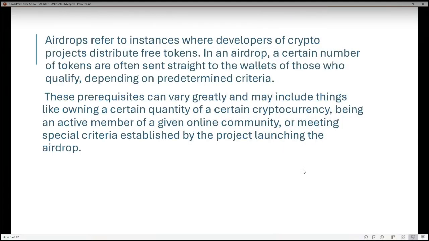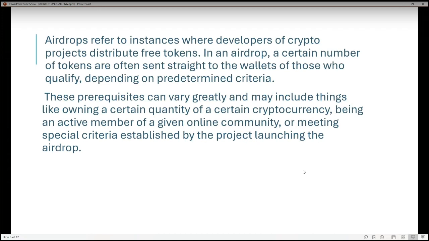Airdrops refer to instances where developers of crypto projects distribute free tokens. A certain number of tokens are often sent straight to the wallet of those who qualify, depending on predetermined criteria. These prerequisites can vary greatly and may include things like owning a certain quantity of a certain cryptocurrency, being an active member of a given online community, or, okay, now let me pause here and give an instance.